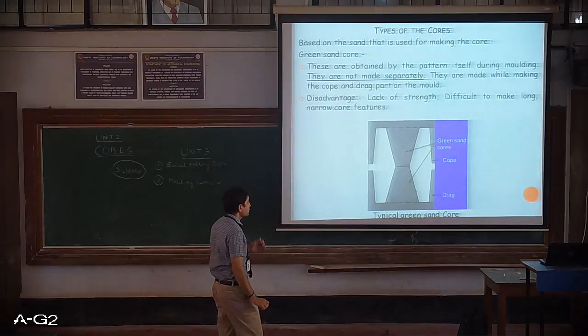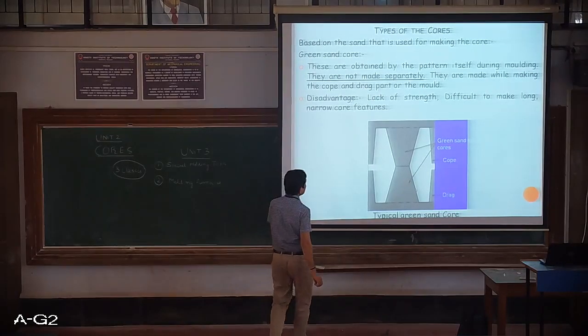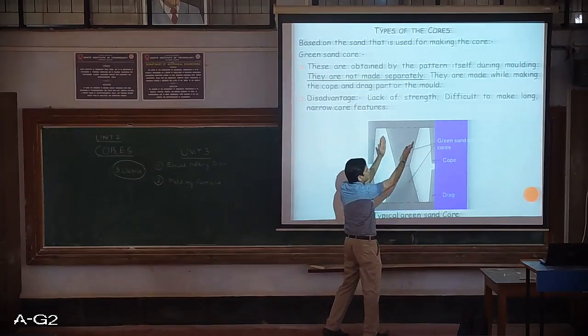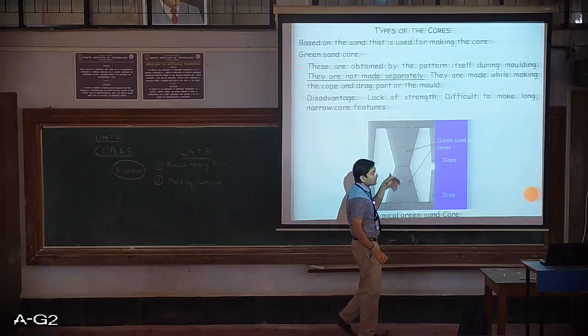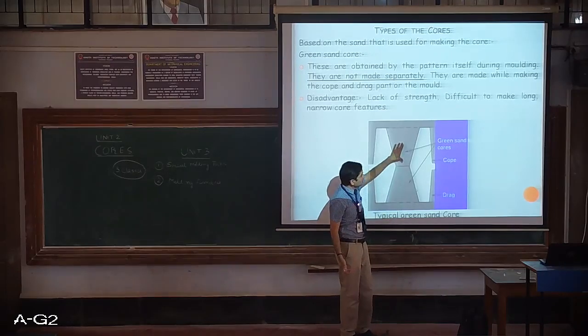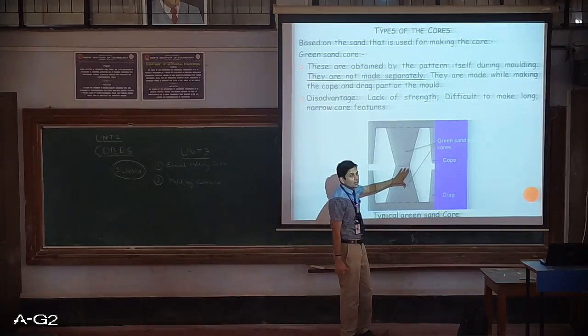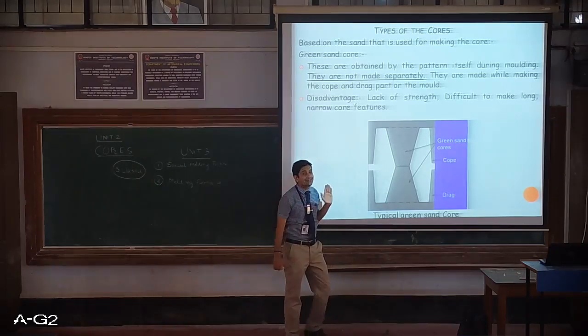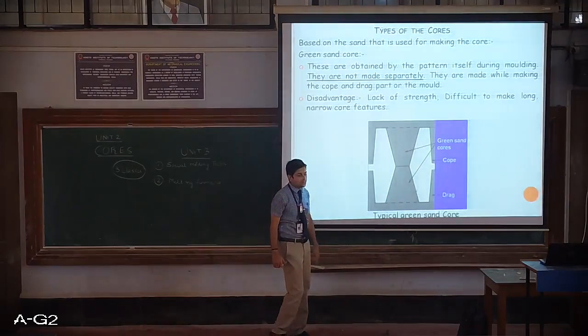Okay. So you can see here that this is the cope part while this is the drag part, and you want to create a hollow section like this. So you have created that hollow section inside the cope and the drag only, you have made that core part. If this is the situation, then it will be called green sand core.